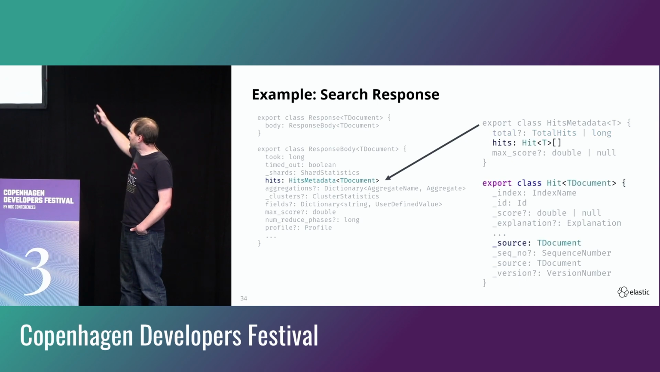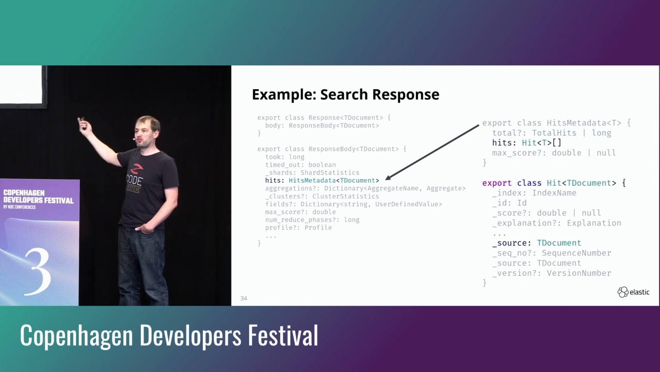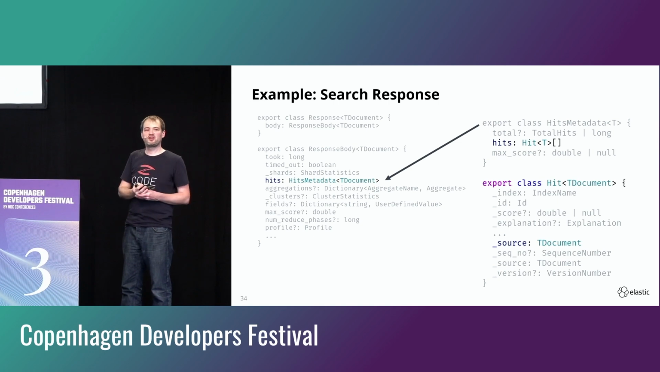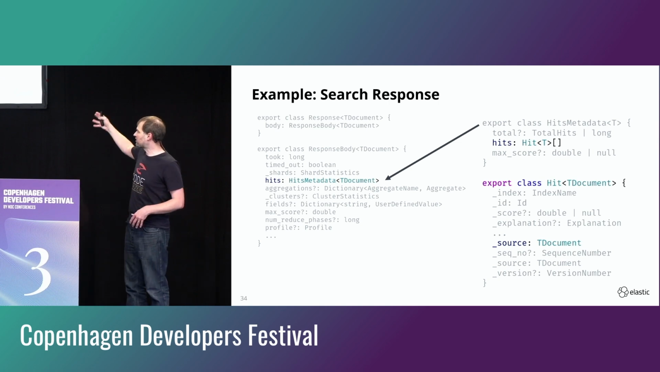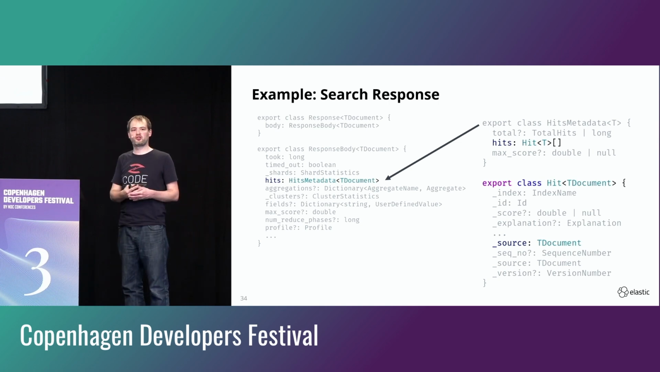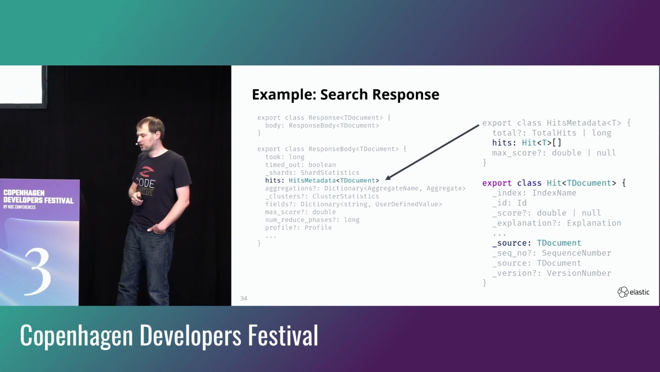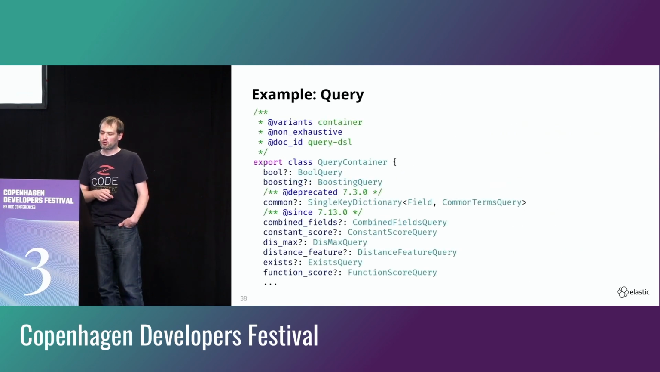And then in the actual hit itself, which is hit of tDocument, you can see we've got the source, which is the actual result, the actual data that you've searched coming back. The rest of that's the kind of metadata about how it's scored in the search and its ID and things like that. But that's how we model the requests and responses.